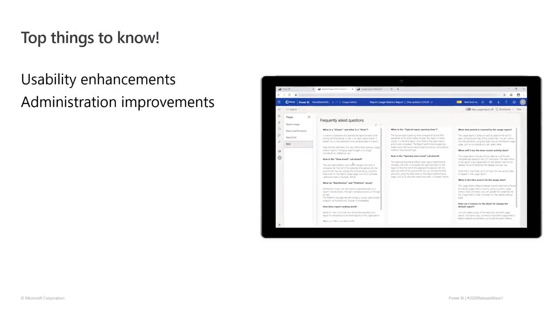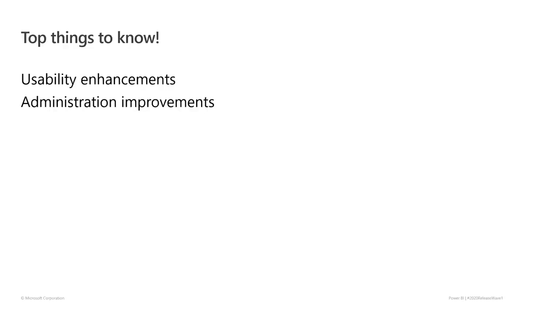As you've seen, the 2020 Release Wave 1 update of Power BI provides you with usability improvements for developers and end users, and administration improvements including a deployment pipeline, incremental refresh, data protection, promoted and certified data sets, data lineage views, and finally, improved usage reporting.